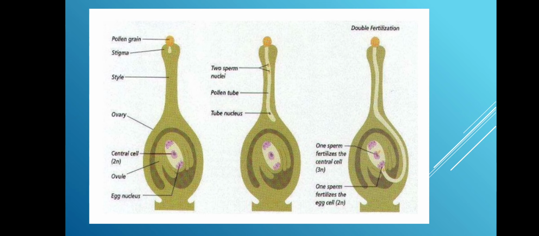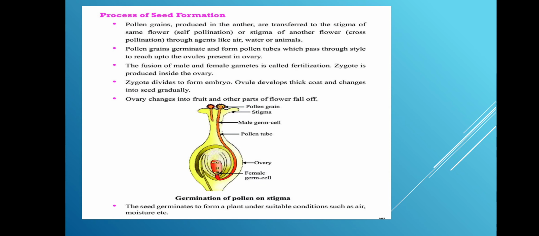Okay, so you can see over here, in the last picture, it has reached: one sperm fertilizes the central cell, and one sperm fertilizes the egg cell. This is too high for you, but for a pictorial representation, this is a very good picture to understand much better.